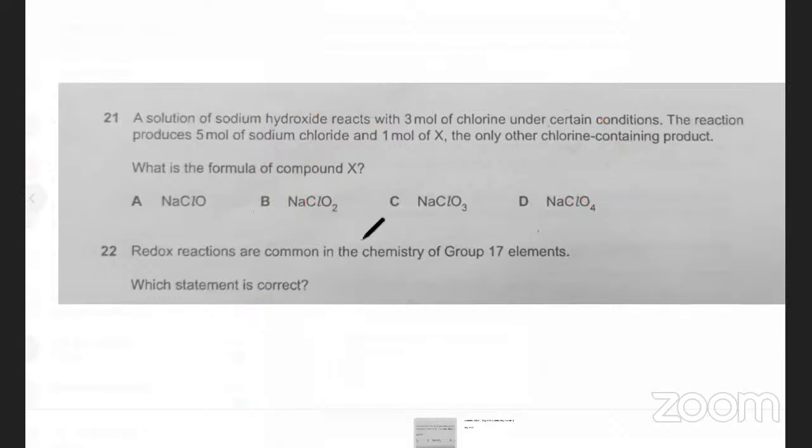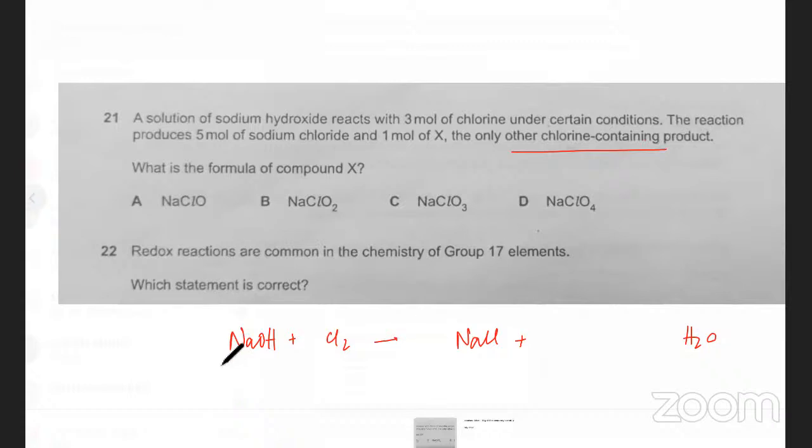So this one is about a redox reaction. A solution of sodium hydroxide reacts with 3 moles of chlorine under certain conditions. The reaction produces 5 moles of sodium chloride, 1 mole of X. And if you remember the balancing, what is the 4th product? Because I remember I told you that there's NaOH reacting with Cl2 and that's producing NaCl, and there's H2O, and they're saying that there's another chlorine containing product. We don't know what that is, right? So it could be any one of them.